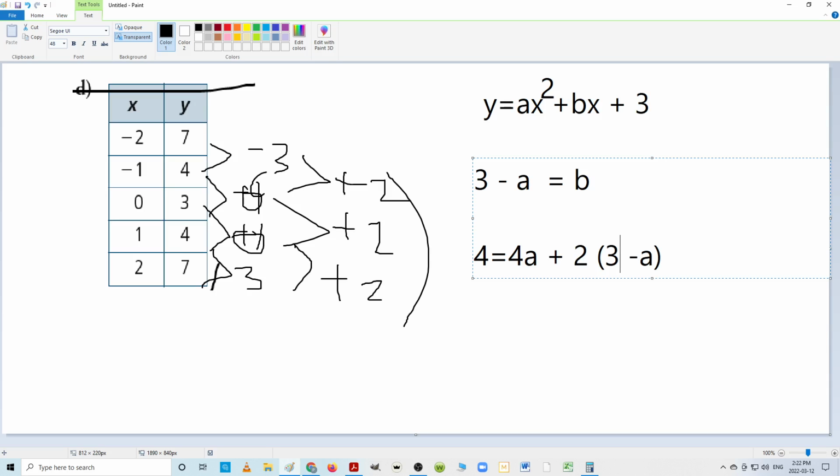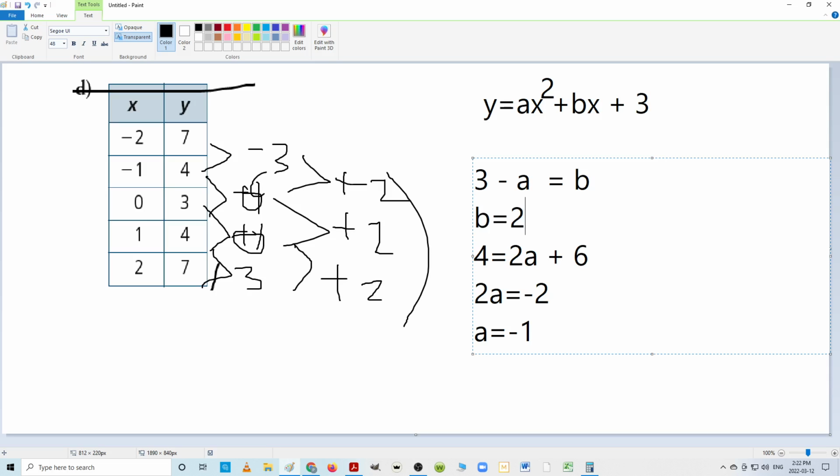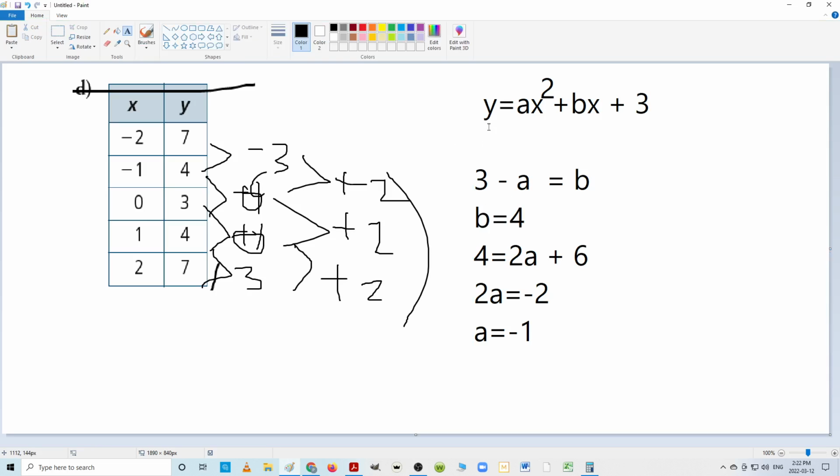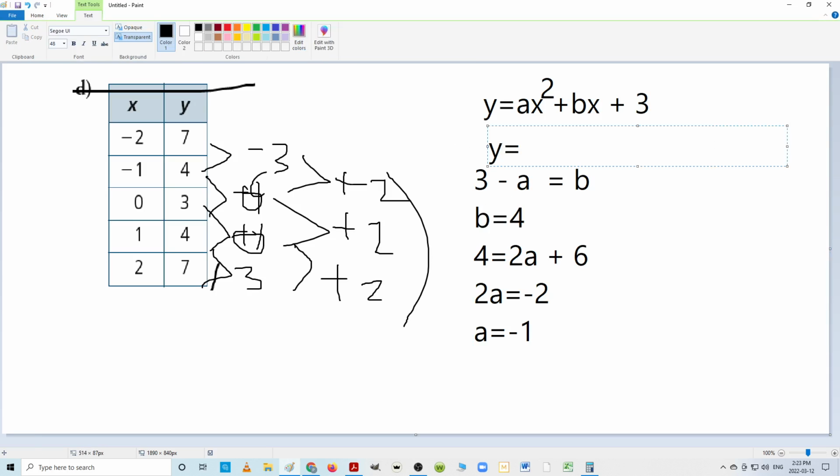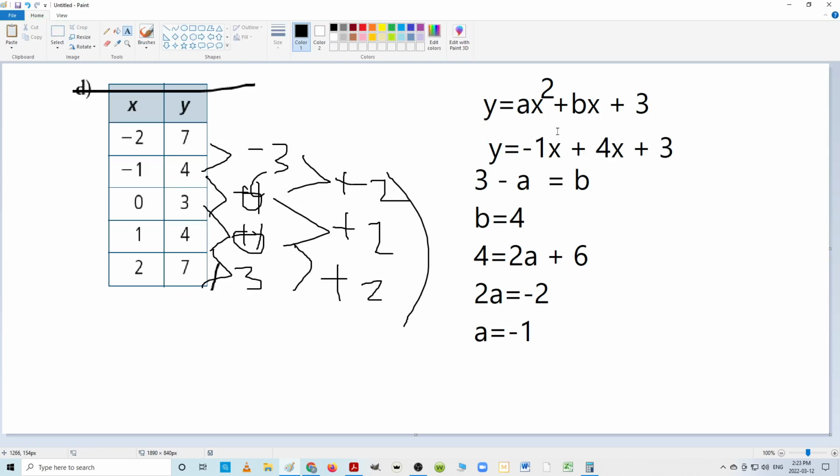Plus 6 minus 2a. And then when I subtract the a's, I get that. And when I do this, I get 2a is equal to minus 2. So a is equal to minus 1. And up here, if a is equal to minus 1, then b is equal to 3 minus minus 1, which is 4. Which means I can complete my formula. y is equal to negative 1 x squared plus 4x plus 3, which means it's a downward facing parabola.